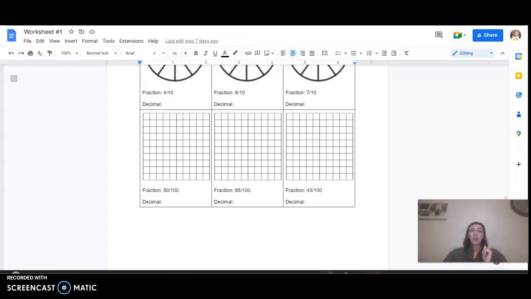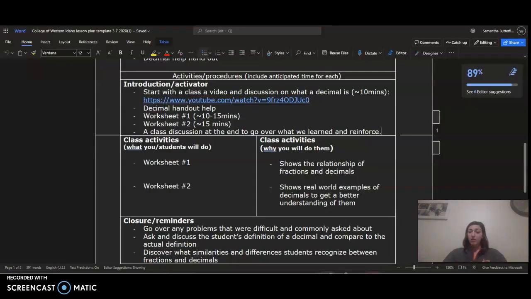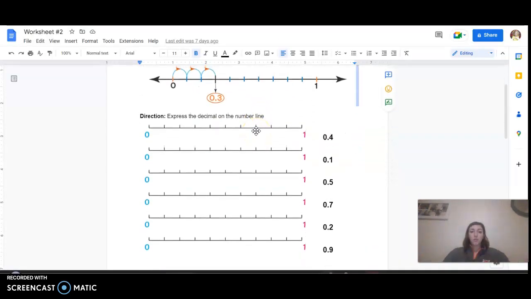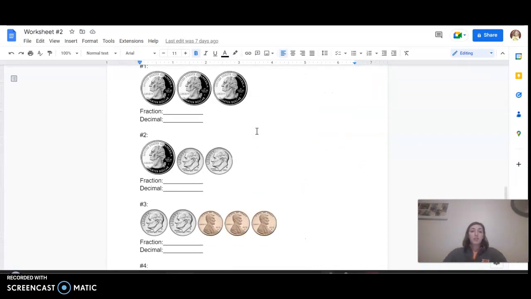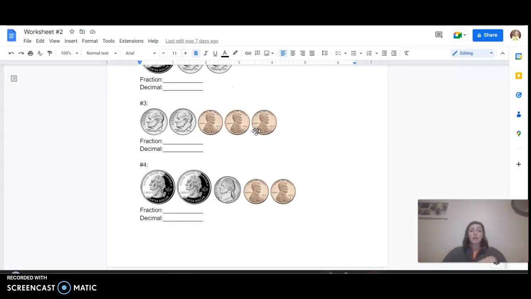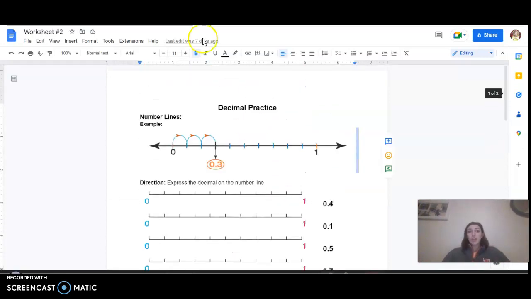And then for the second worksheet, which I want them to be able to show real world examples of decimals, I have them expressing the decimal on a number line, and I have them also displaying fraction and decimal forms of money. It's just a way to get them comfortable with it and see real world applications of it.